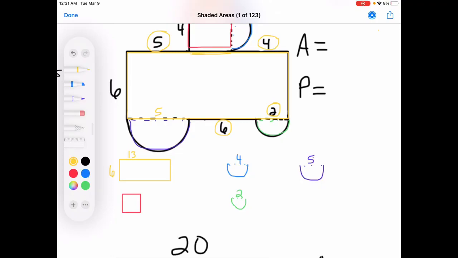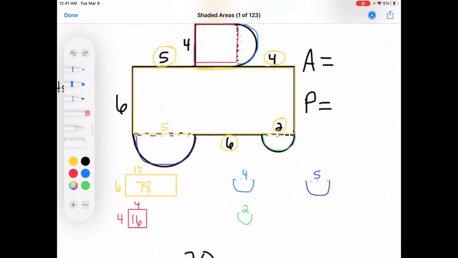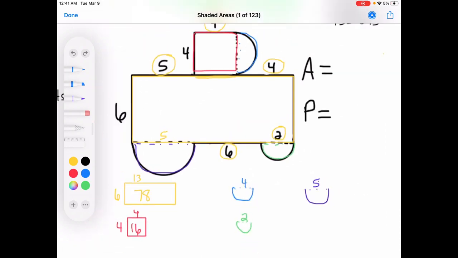So the area of my rectangle would be 6 times 13, which is 78 units. And then I have my square, which is 4 units by 4 units. That would be 16 units. Now I need to find the areas of my semicircles. So to find the area of semicircles, remember we have pi times the radius squared. And then we have to divide that by 2 since it's a semicircle, because it's only half of a circle.